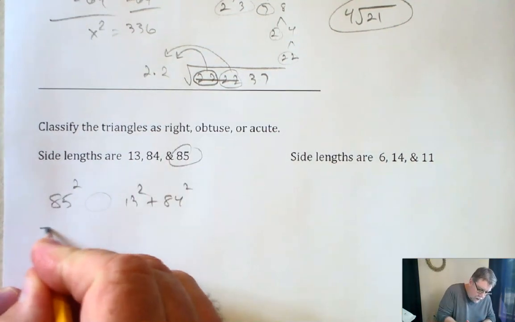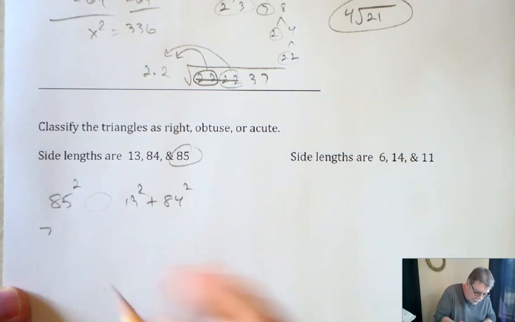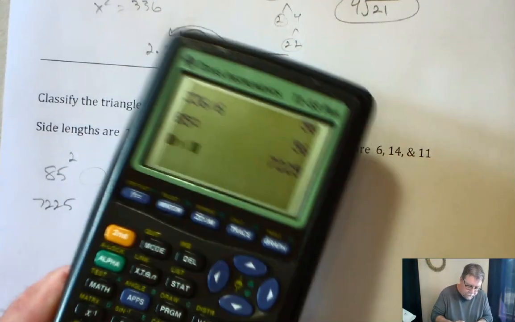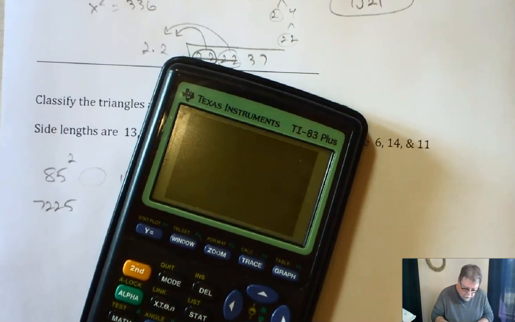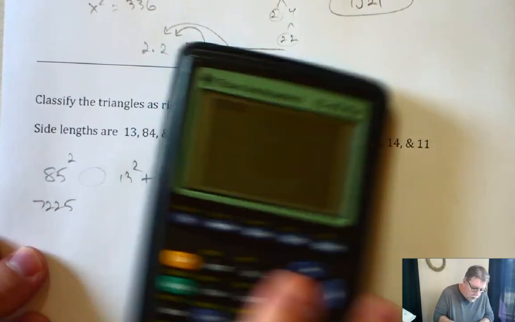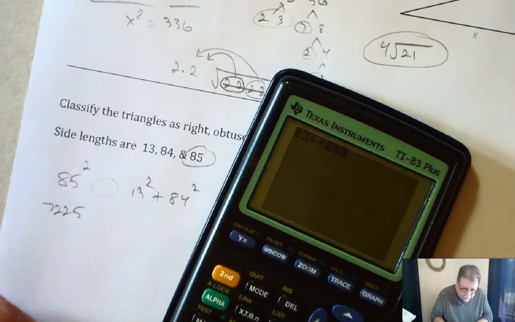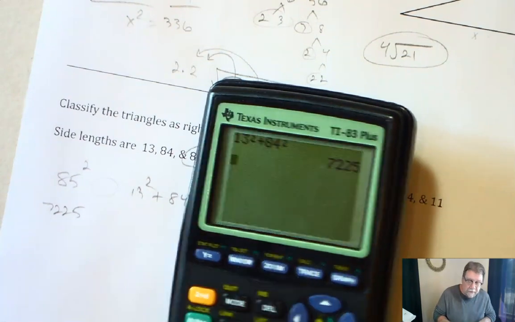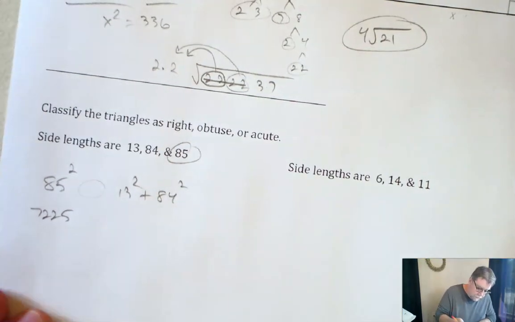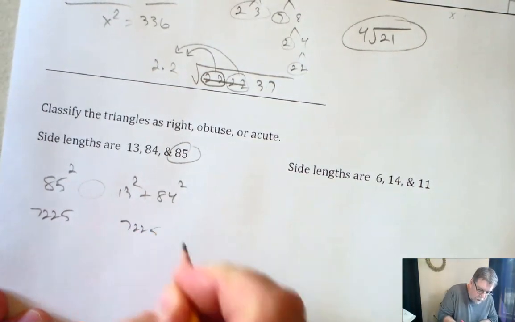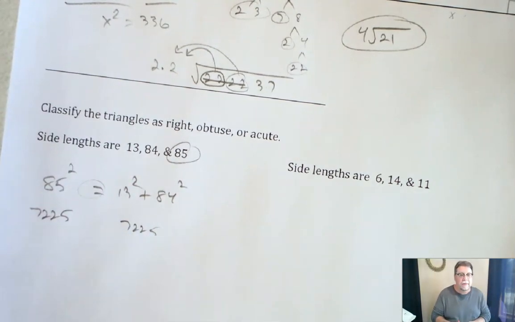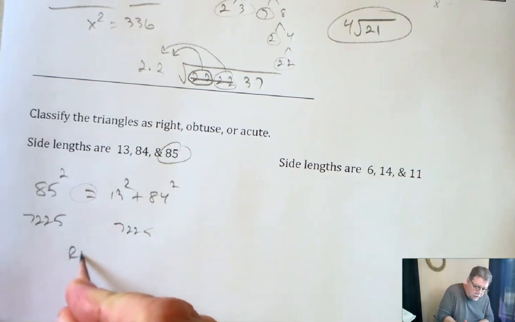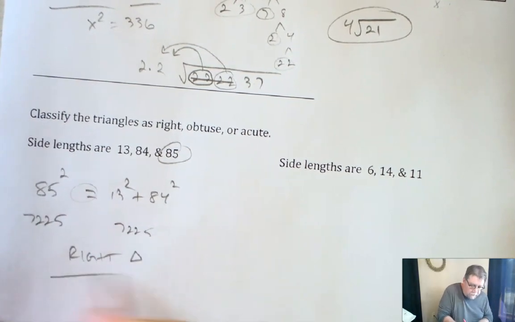7225, sorry. 13 squared plus 84 squared is also 7225. So there's an equal sign because they're the same. So this is a squared plus b squared equals c squared. So this is a right triangle.